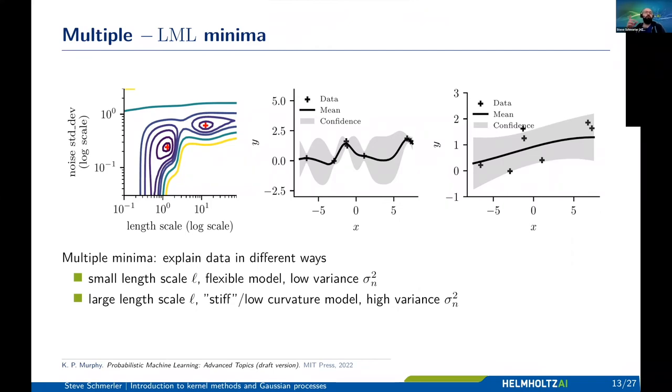So we have two values for the length scale of the kernel and for this noise variable, which can be interpreted as: we can explain the data in two different ways with two different models. One model has a short length scale, so it's a very flexible model, if you will, and low noise. But we can also explain the same data with a long length scale, which basically makes our function stiff, with low curvature, and large noise.